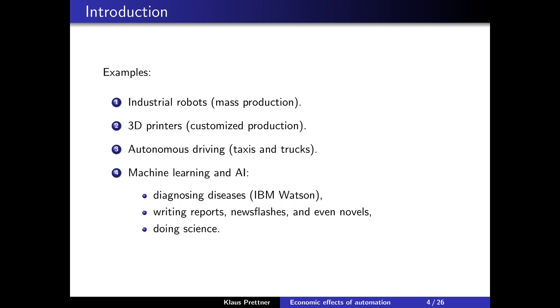IBM Watson, for example, is better in recognizing particularly rare diseases that doctors barely see in their daily routine than doctors are. Then writing reports, news flashes, that's done frequently by robots, and even novels have already been written by such algorithms, and even doing science. So there was a publication in 2009 in Science that showed that a machine learning algorithm was able to deduce the laws of mechanics by observing the data of a coupled pendulum.